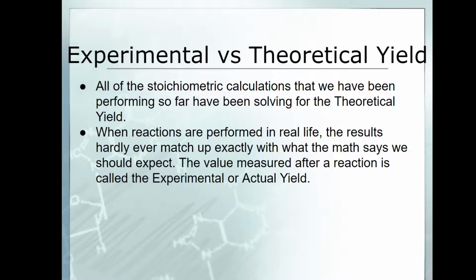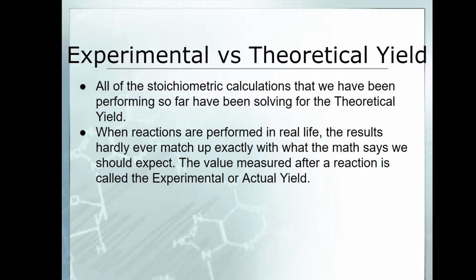So before we get into percent yield, I wanted to talk about experimental versus theoretical yield. So far, all of these calculations that we've been doing to find limiting reagents and how much product you can make with a certain amount of reactants, that's all been to find what's called theoretical yield. So anything that we calculate straight on paper is going to be a theoretical yield. It's not what we've actually measured in a laboratory, right? When we do the reactions in real life, the results are hardly ever going to match up exactly with what the math says they should be.